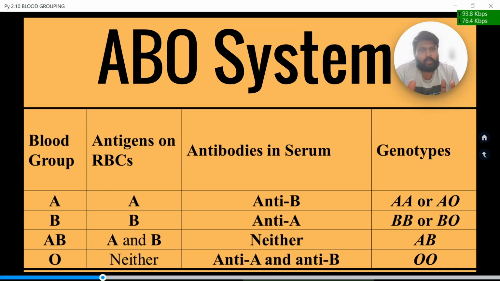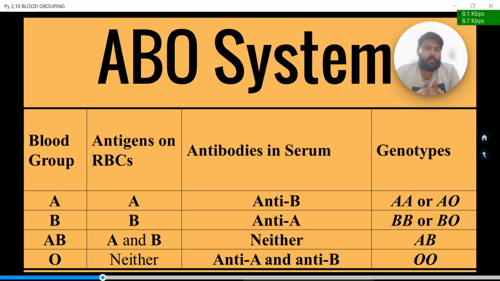In AB, you will be having both A and B antigens present on your RBC membrane. And since you are having both antigens, you will not have any antibodies present in the plasma. They don't have any antibodies circulating in the plasma. And since they have both antigens, the AB group is called your universal recipient. We'll come to it regarding your Rh factor, but that's the general idea.